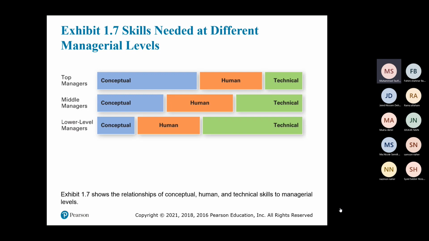And then lastly on the top management, the top manager level. On this level, your main job is to make decisions for your company or your organization. So at this level, your conceptual skill is most needed. Why? You must be able to visualize the future.